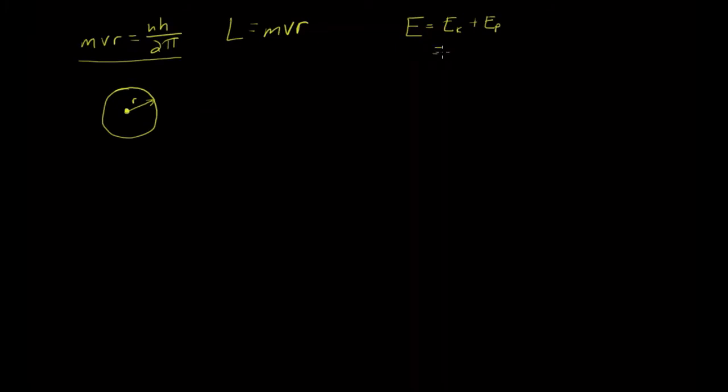Obviously kinetic energy is 1/2 mv squared, and the potential energy for coulombic forces is given as Coulomb's constant times the charge of the electron squared over r. This should look somewhat familiar to you because this is basically the charges, right? Remember the minus k q1 q2 over r, and if these are the same, it's q squared. So that's the potential energy.